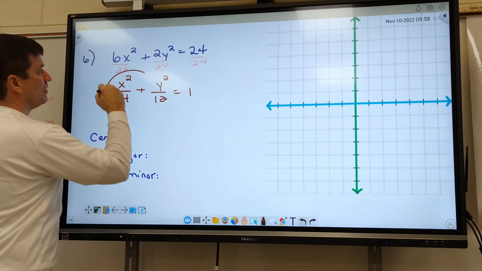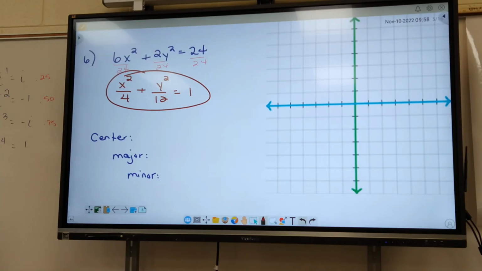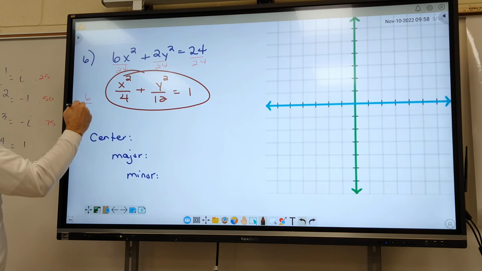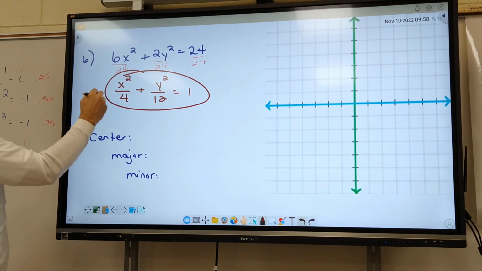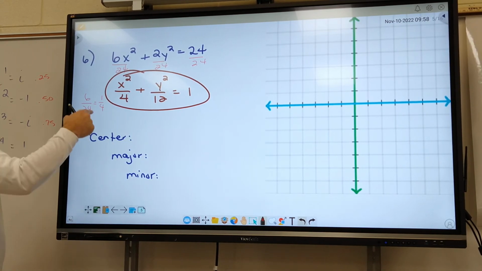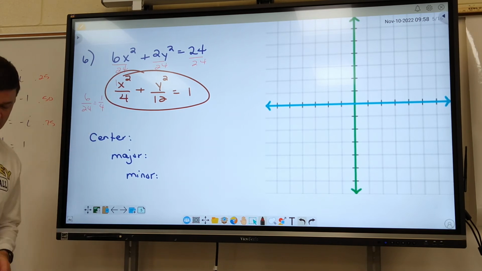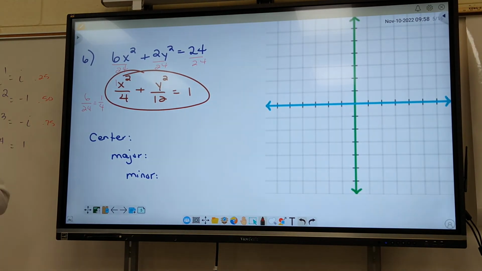What would be x squared over 4? Say it again. What would be x squared over 4? Because if you put 6 over 24 in your calculator and you hit equals, it's going to give you 1 over 4. So 4 goes on the bottom. I mean, there's an understood 1 there that you don't have to write down. That's how I got it. Just put it in my calculator.